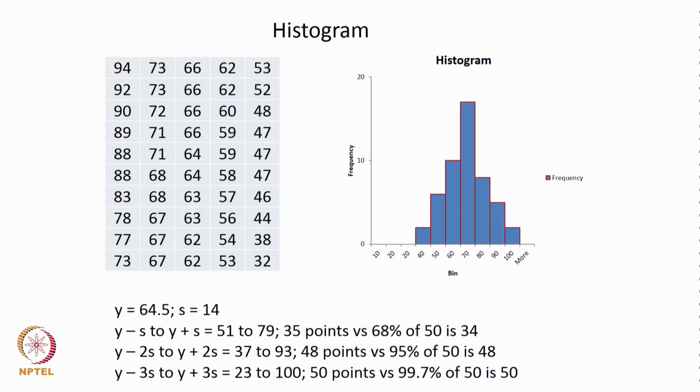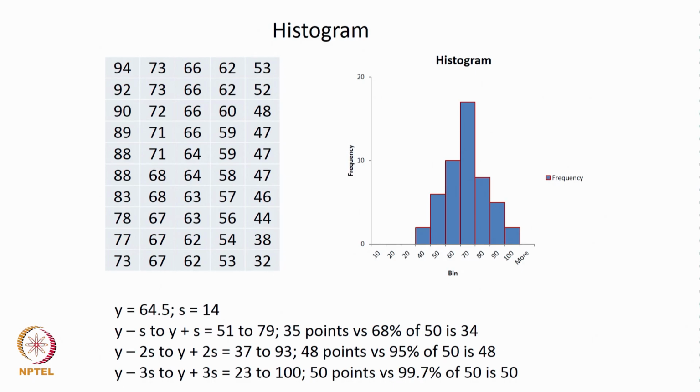So, for this data we have plotted the histogram and we have tried to check, based on our consideration, whether it looks normal. It looks reasonably normal. y is 64.5, the standard deviation is roughly taken as 14. So, y minus s to y plus s is 51 to 79, 35 points are there, and if we compare it with the previous slide which said 68% will be there, 34 should be there, 35 points are there.